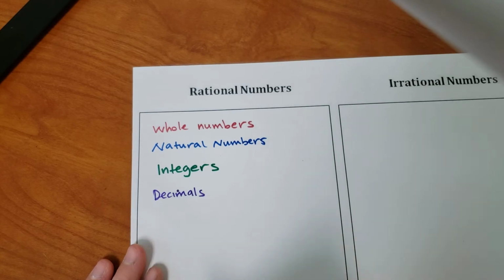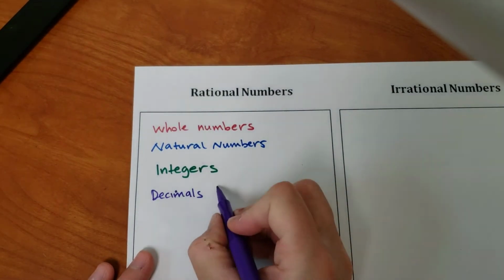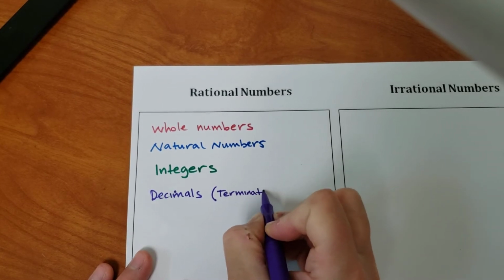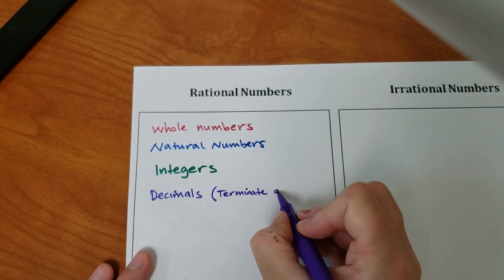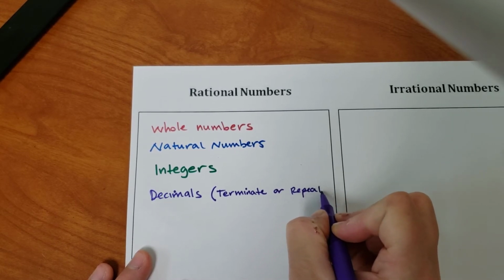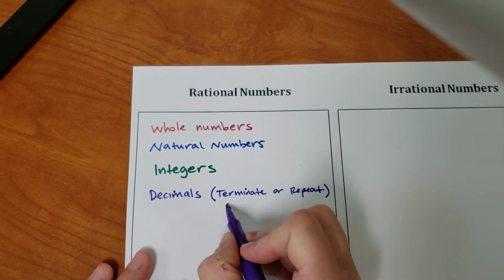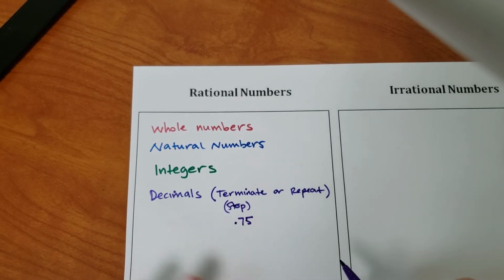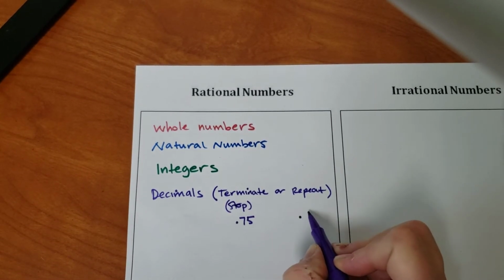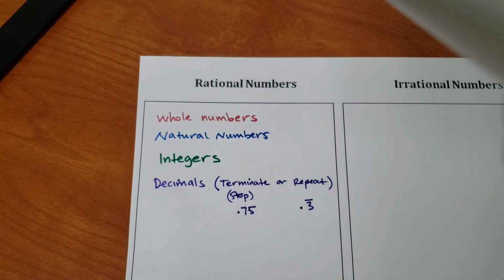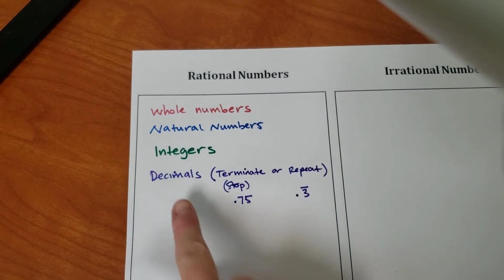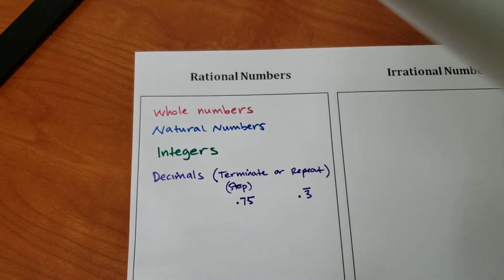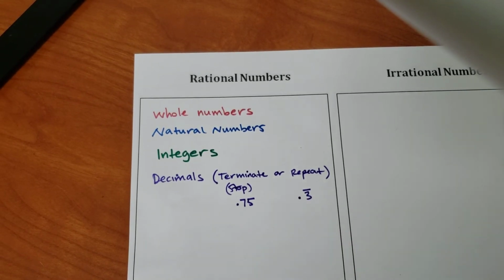But be careful. Specifically, the only kind of decimals that are in the set of rational numbers are decimals that terminate and decimals that repeat. Okay, so decimals that terminate, they stop, like the decimal 0.75. And then decimals that repeat would be like 0.3 repeating. Those are the only kind of decimals that are rational. So notice I didn't say decimals that go on forever and don't repeat, those are not rational. Okay, so just these kinds of decimals.